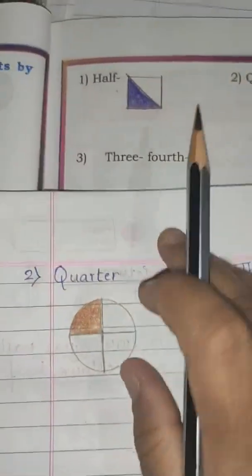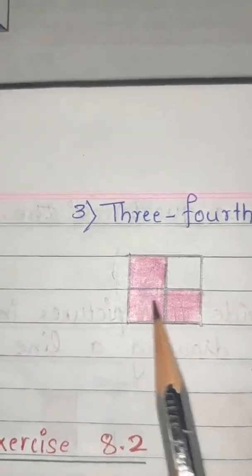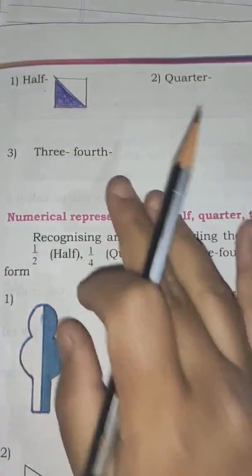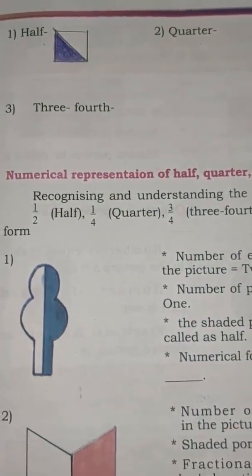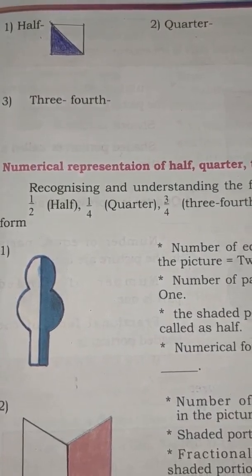And here the next one is 3/4. Here I have drawn one picture and I have colored 3 parts, 1, 2, 3. Right, so in the same way you try to do this by yourself. Okay children, so I hope you understood what is half, what is quarter, and what is 3/4.